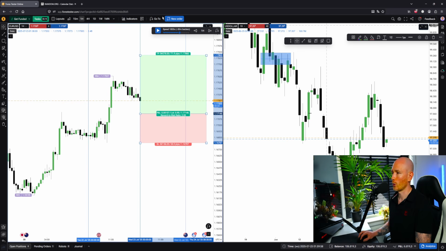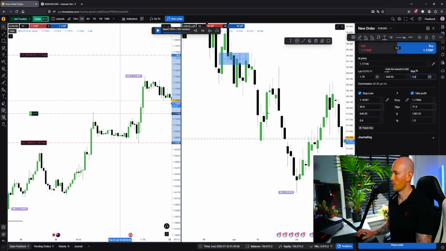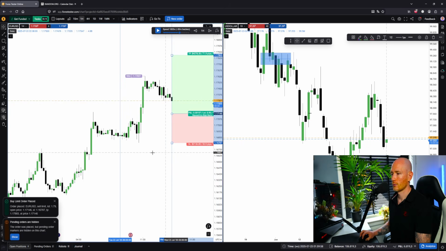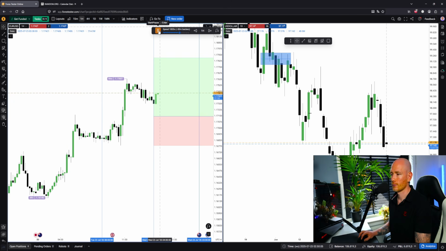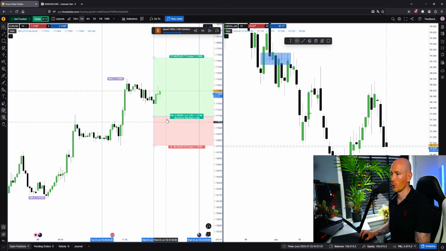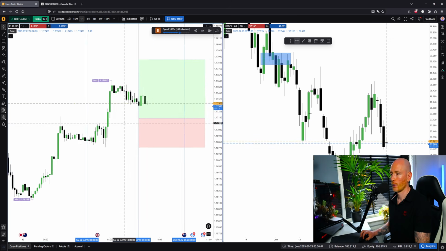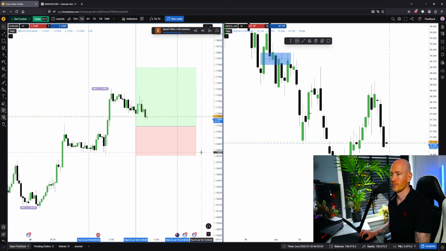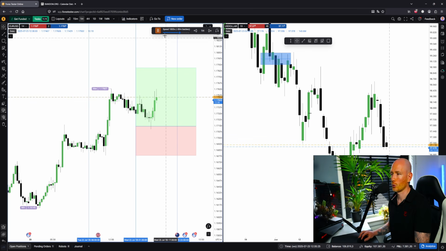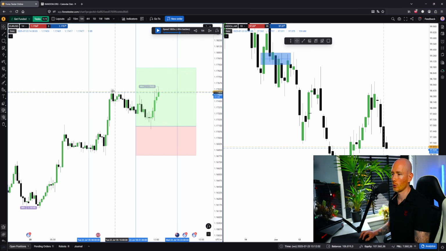One to two. We'll do the same risk again. 0.6. Let's go. See if we can get tagged here. If it runs the high before we go lower, then we're not gonna get in. Get tagged. Really nice response. We're gonna go break even because we already tagged the high here.